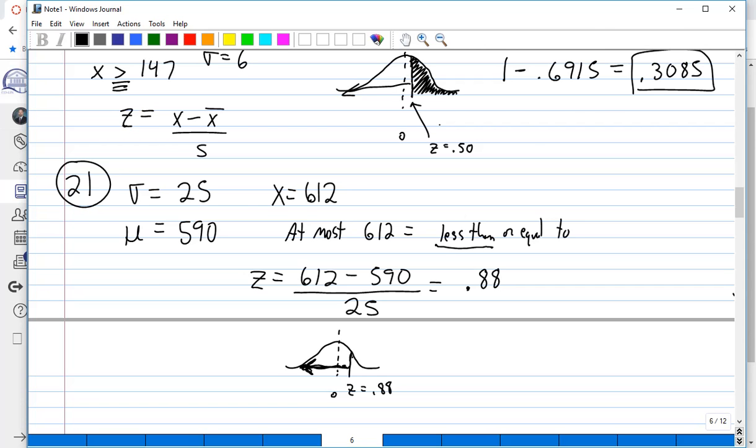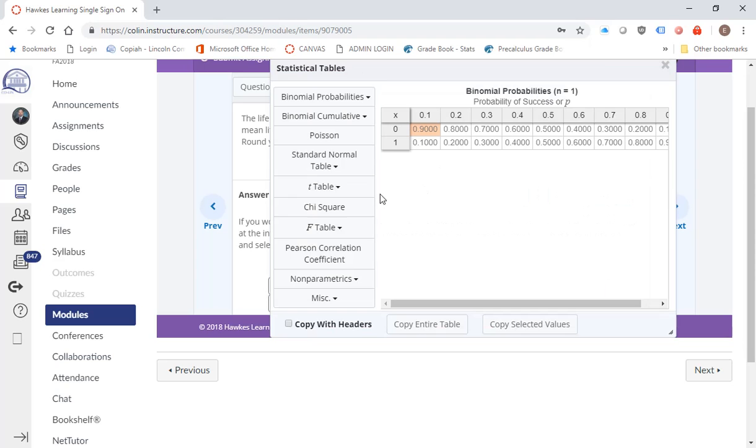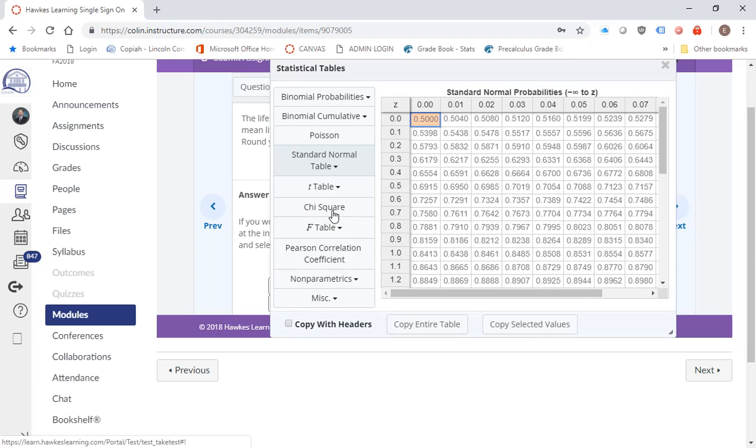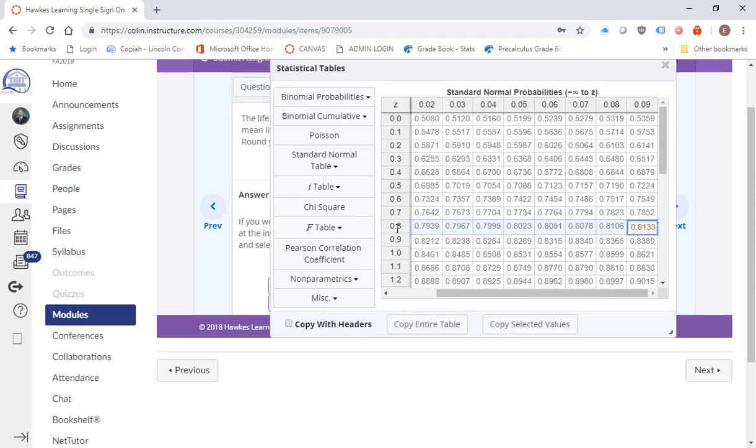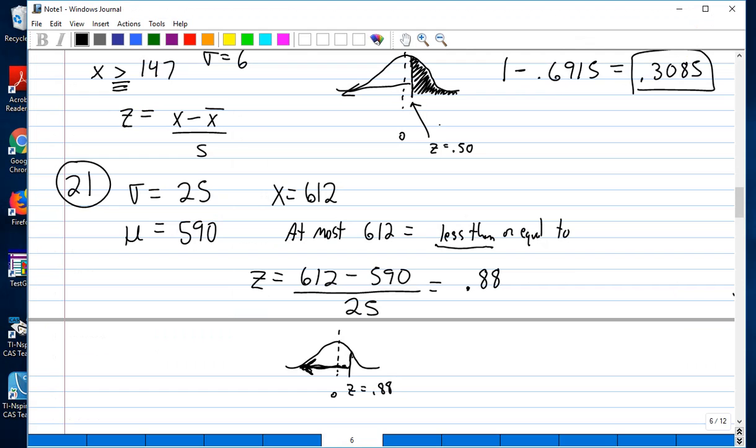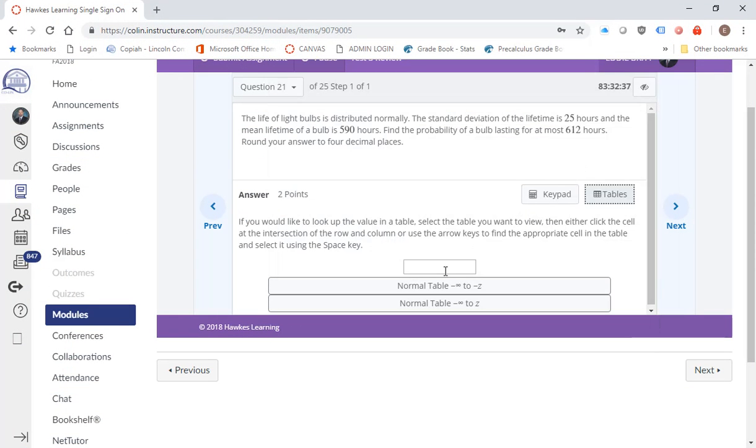All right, so what we're going to do is we're going to go in and look at the table. And we're trying to find an area from a z-score. So we look at the z-score, 0.88. All right, so you can see that gives us an answer of 0.8106. So since we were looking for less than or equal to, 0.8106 is what we use. Okay. So use the value from the table if it's a less than or equal to on these.